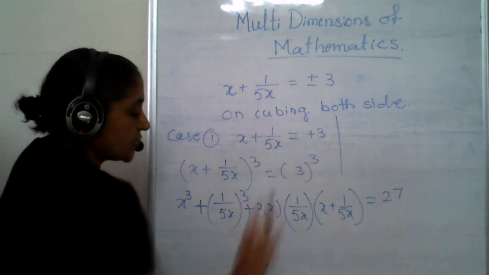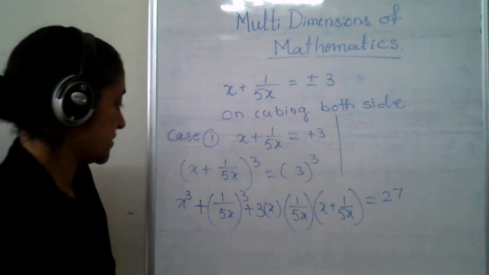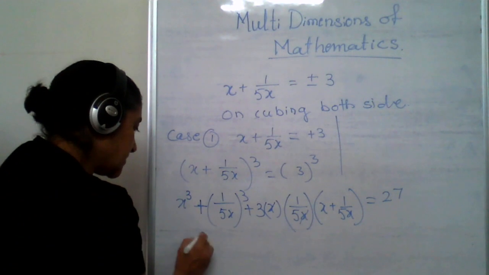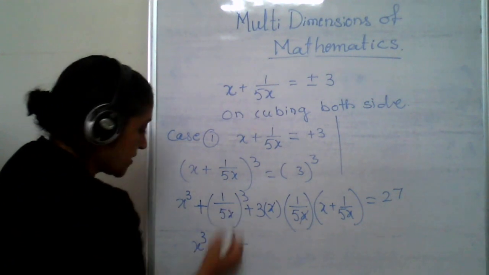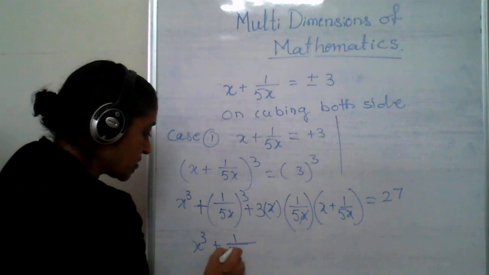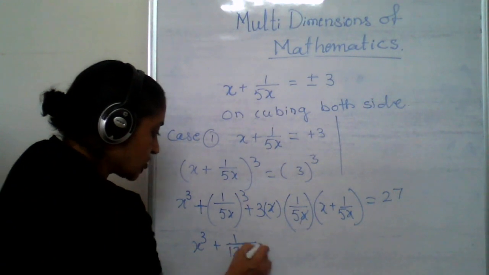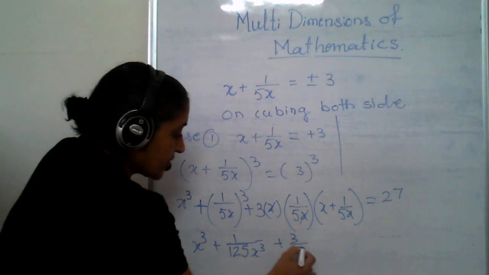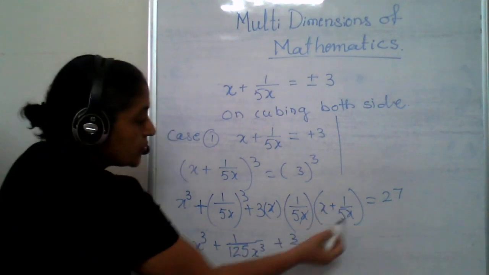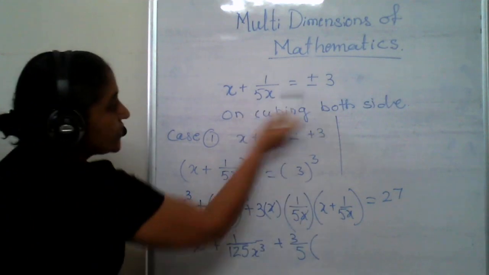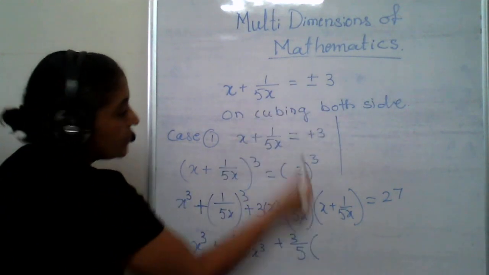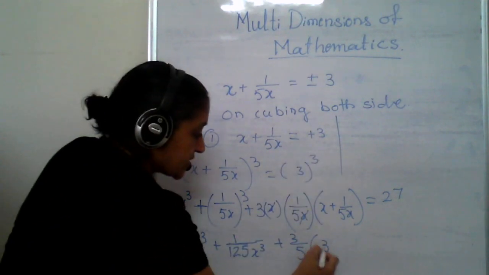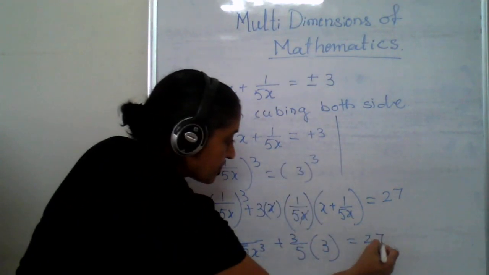3's cube is 27. Now here what happens is this x will get cancelled. This x³ + 1/(5³x³), 5 cubed is 125, so x³ + 1/(125x³) plus, with x cancelled, 3 by 5 only will remain. Now what to do about this? x + 1/5x we already have a value, and in case 1 we have taken it as positive 3, so you take it as 3 here and write 27.